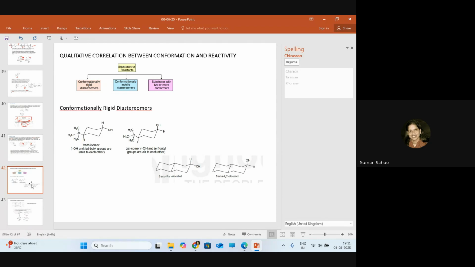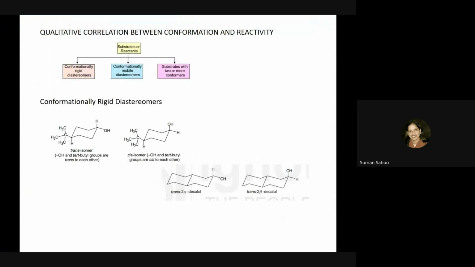Any substrates or reactants can have either conformationally rigid diastereomers, conformationally mobile diastereomers, or substrates with two or more conformers. We will deal with these ones. What are conformationally rigid diastereomers?